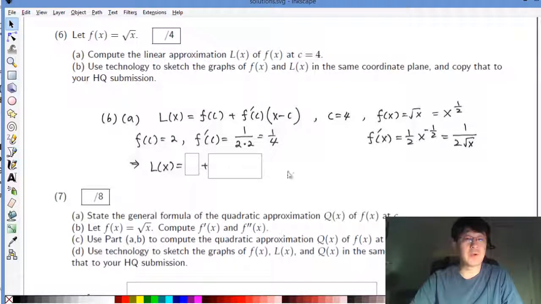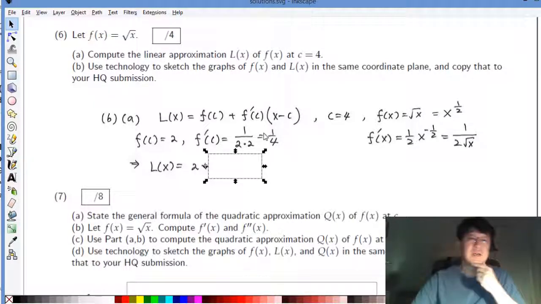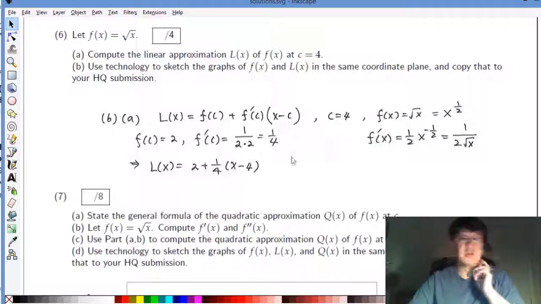All right. Now we have everything. f of c is going to be replaced with a 2, so that's why this part is 2 here. f prime of c is 1/4, so that replaced this 1/4, leaving this x minus c. And c should be replaced with 4 there. So that's the full answer for part A.